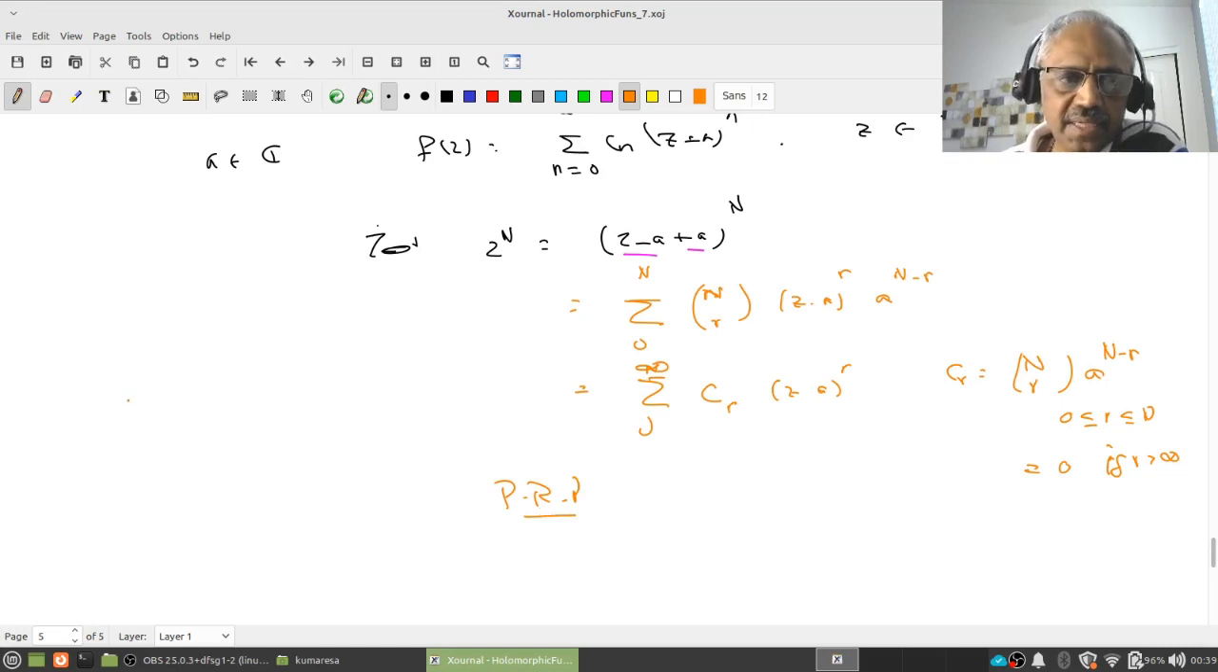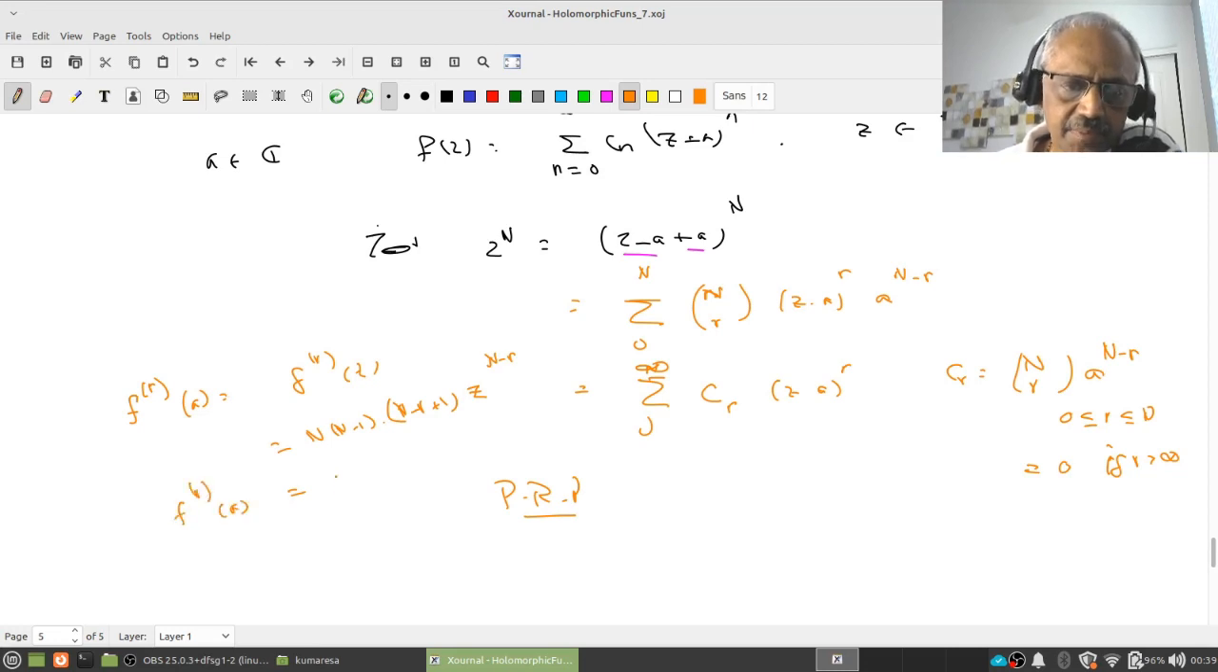And what is the Taylor series for this? Remember, for the Taylor series I have to look at f^(r) at a. So f^(r) of z is going to be n into (n minus 1) into ... into (n minus r plus 1), into z to the power n minus r. This is nothing other than, therefore, the r-th derivative of f at a, which is n choose r into a to the power n minus r, up to the factor r factorial. So you got it.